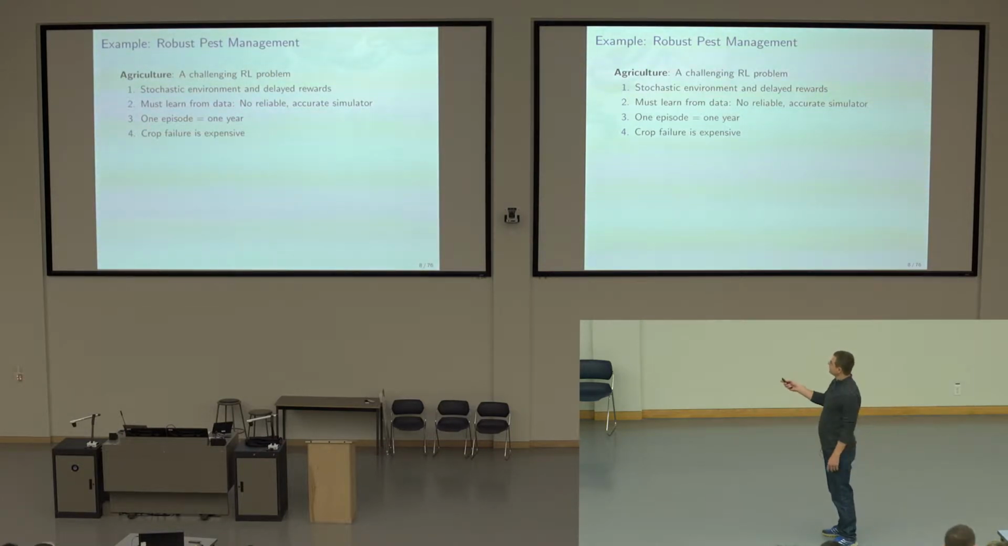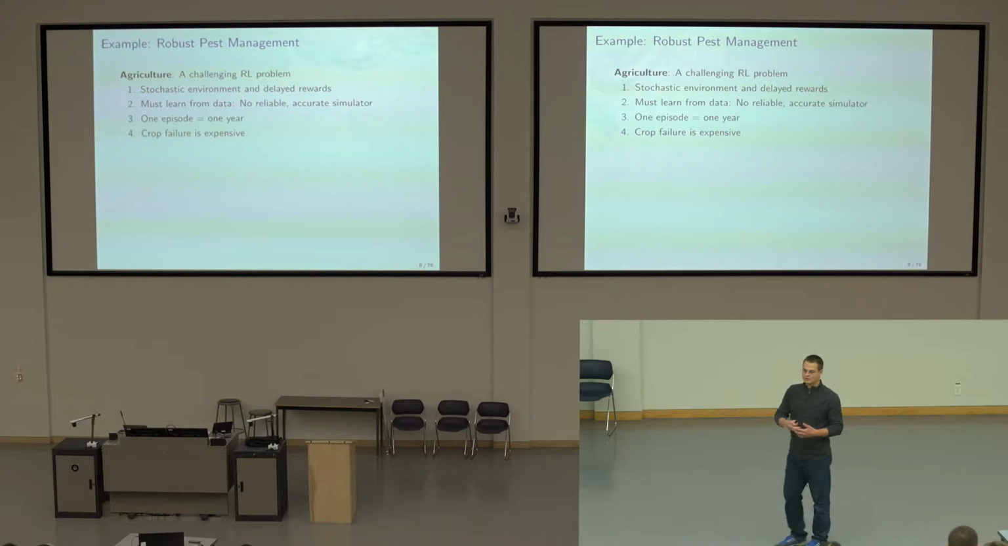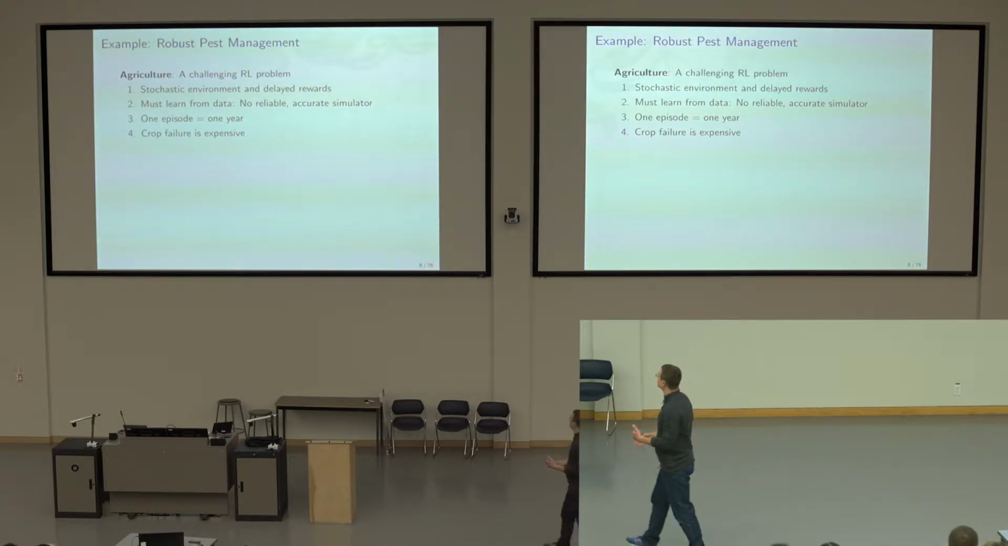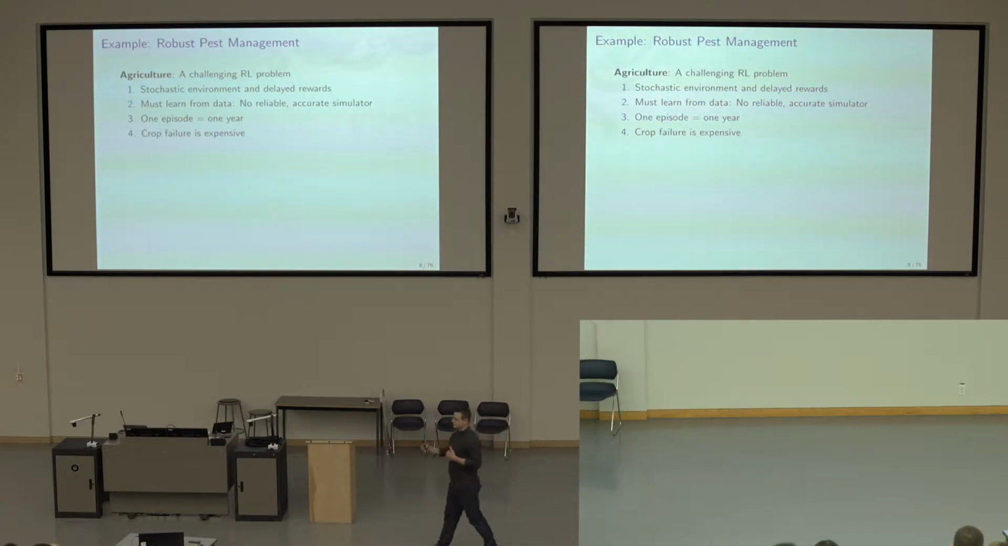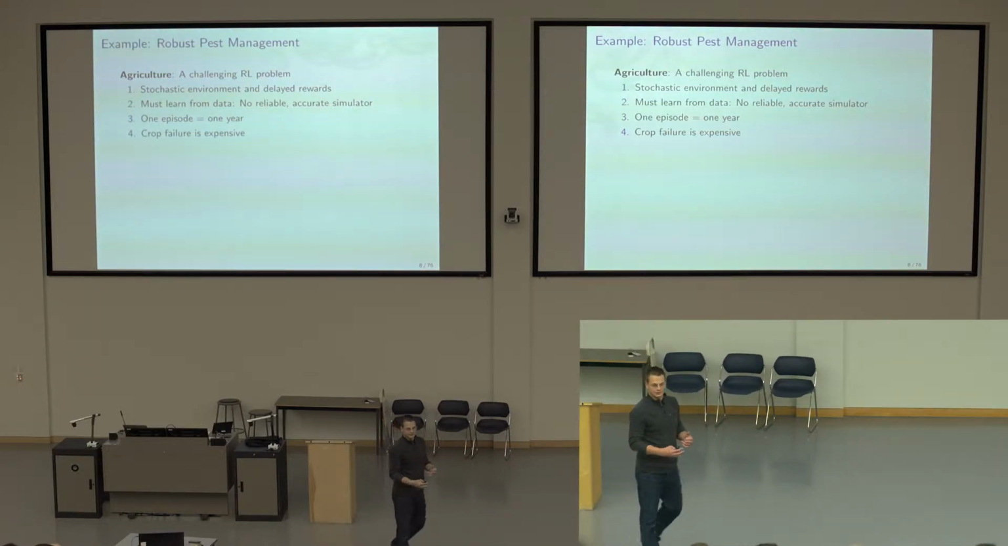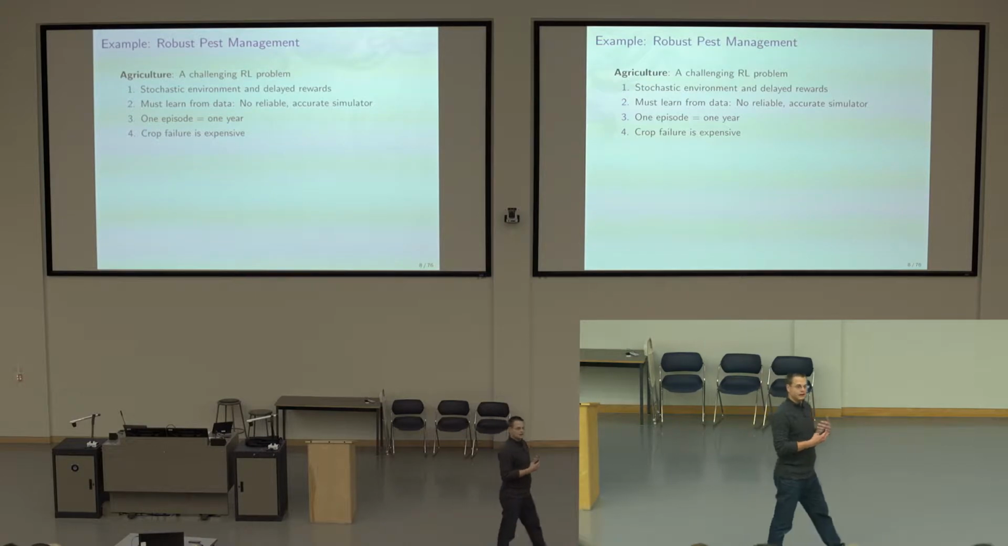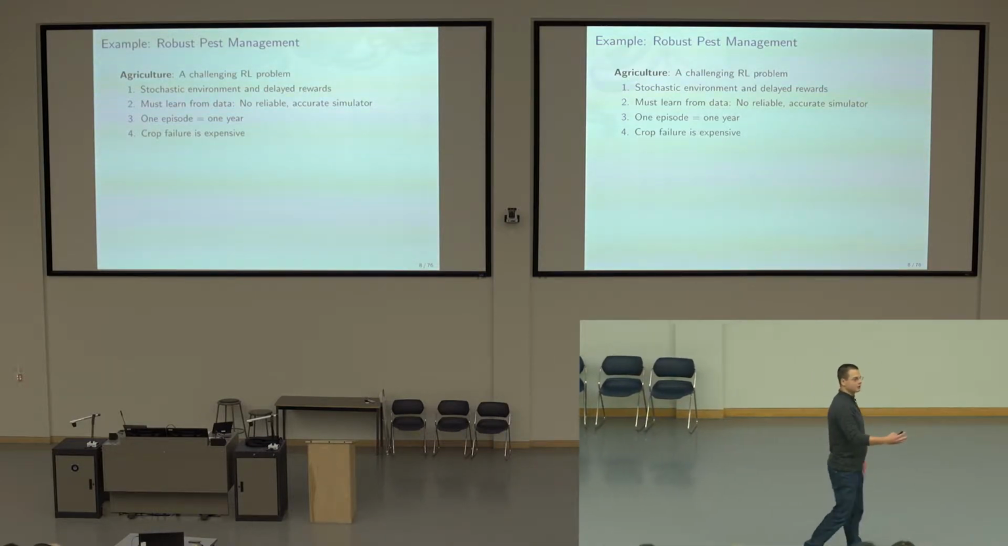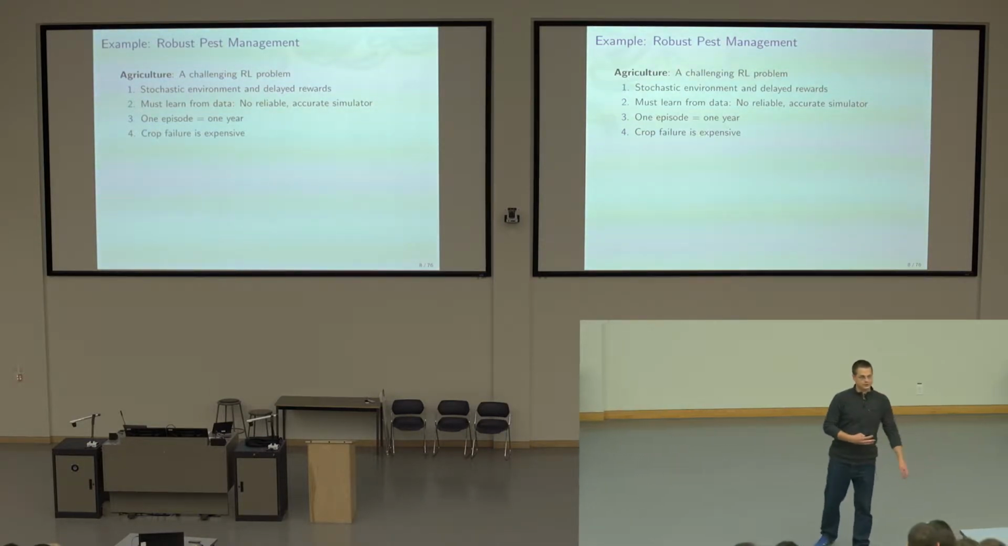So why do I think agriculture is a good reinforcement learning domain? The environment is stochastic. Weather's very different from year to year. The rewards are really delayed. You have to water your crop, you have to spray pesticides during the season, and you're not getting any reward until you actually harvest your crop 5 or 6 months later.